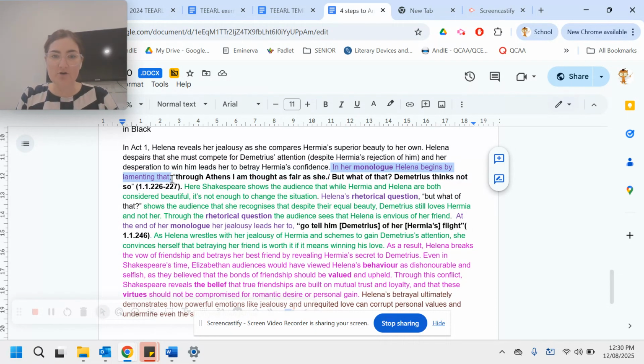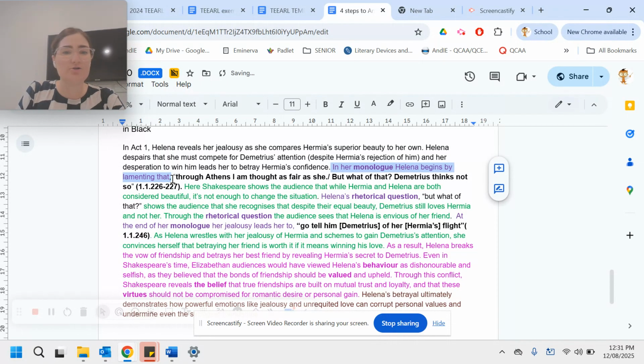Right, so then I've got, in her monologue, Helena begins by lamenting that. So again, I'm not just chucking evidence in there, I'm leading into it. But in that, I'm also telling the reader of my essay what the device is. So the device is monologue. Okay, so I name that in there. In her monologue, Helena begins by lamenting. Then I put my quote in.